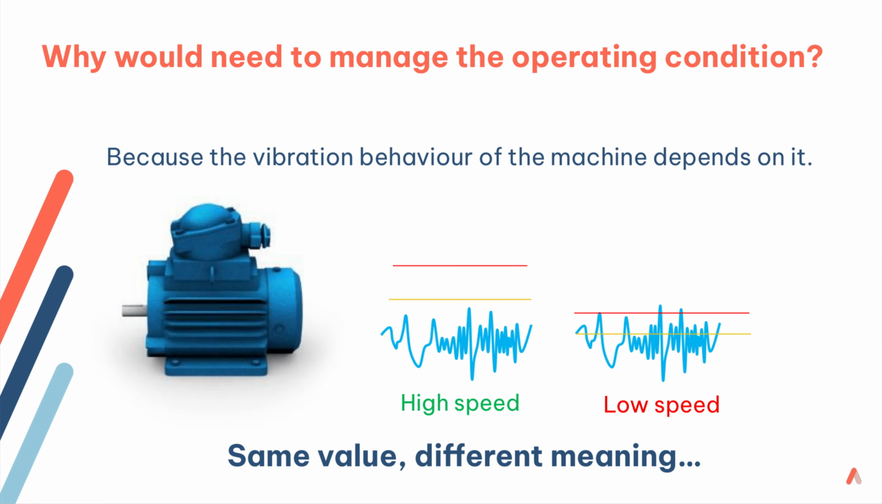Why would we need to manage operating condition? Because a lot of machines, especially with the widespread use of VFDs, change speeds and loads constantly throughout the process, conditions, and throughout their lifetime. So an alarm setting for a high-speed machine versus a low-speed setting may be completely different settings, and you may miss alarms if you have them all set to the same thing.